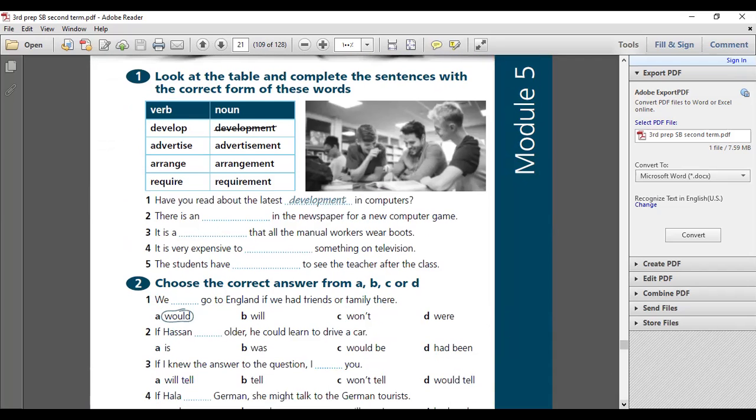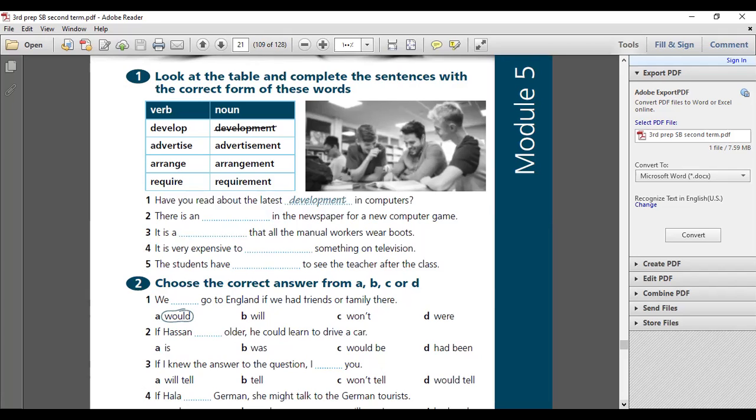Look at the table and complete the sentence with the correct form of this word. Here we have the verb and the noun. Develop, development. Advertise, advertisement. Arrange, arrangement. Require, requirement. I want to use the verb or the noun. Number one, have you read about the latest development in computers? We use the noun here.